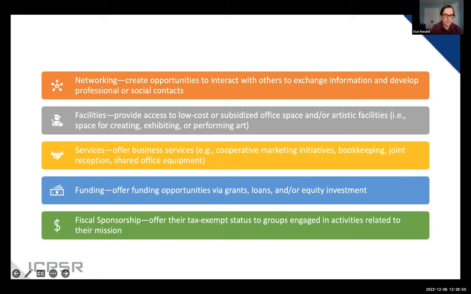And of course, there's fiscal sponsorship and the ability to have that tax exempt status by extension, allowing these organizations to accept donations and support just as a 501c3 would. Next slide, please.